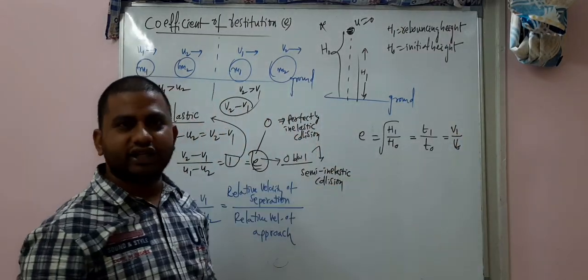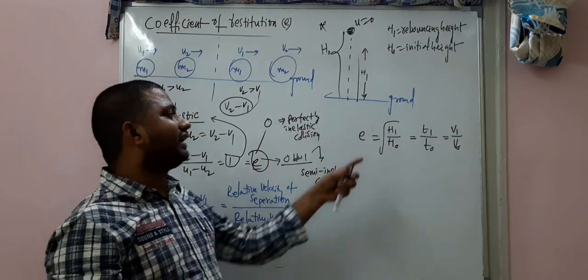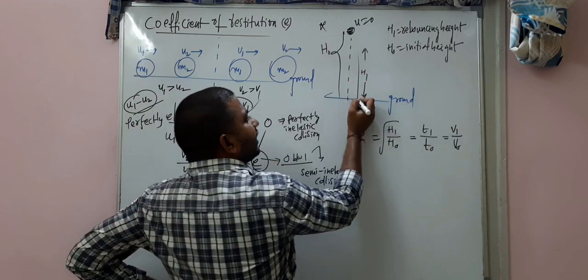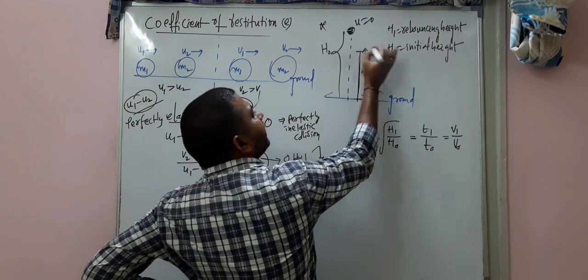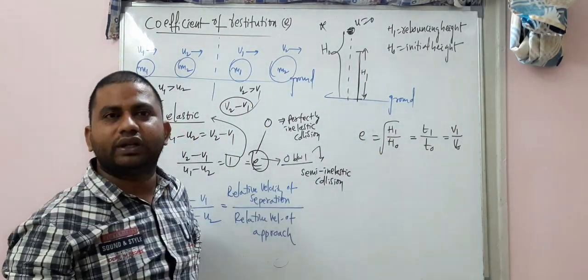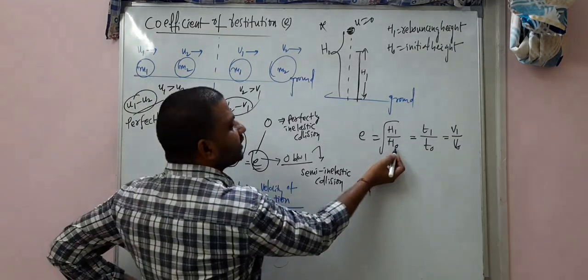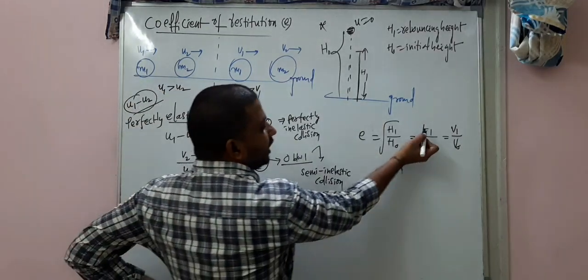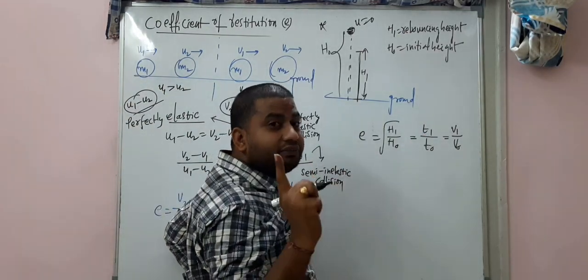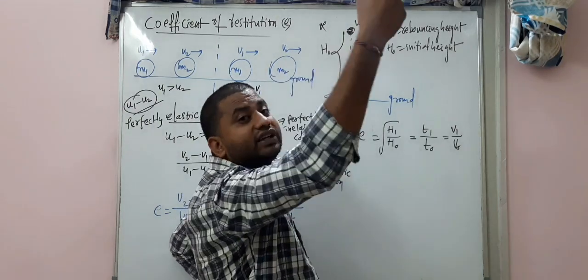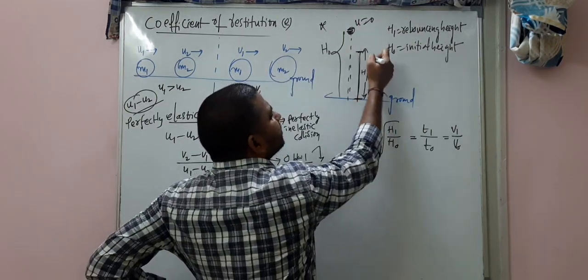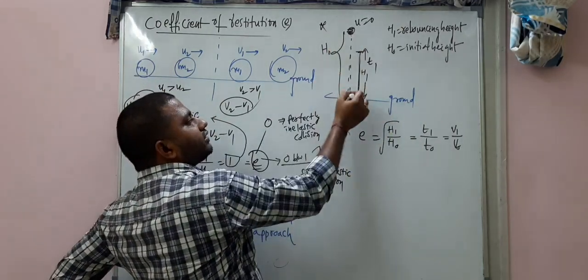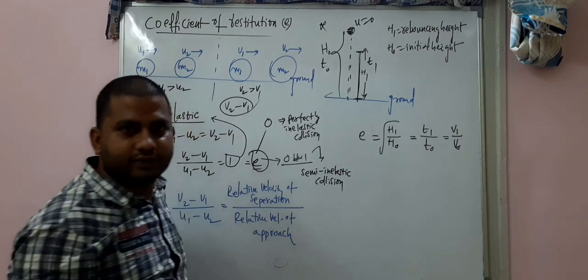What are t1 and t0? I hope you have got the clarity between h1 and h0. What is h1 here? h1 is the rebouncing height, from here to here. That may be 2 meter, 3 meter, 4 meter. h0 is the initial height from which the body is dropped. And t1 is the time taken by the ball for the rebouncing height, from here to here, how much time the body has taken, that's t1. And the time taken by the ball to reach the ground, that's t0, my dear students.